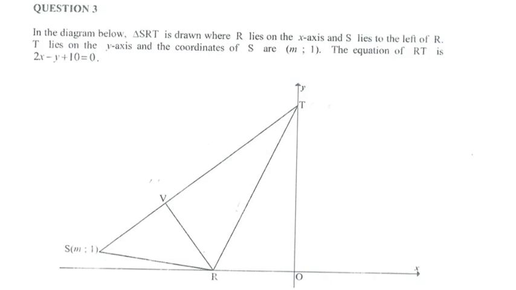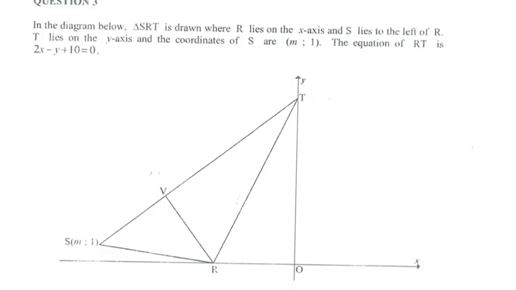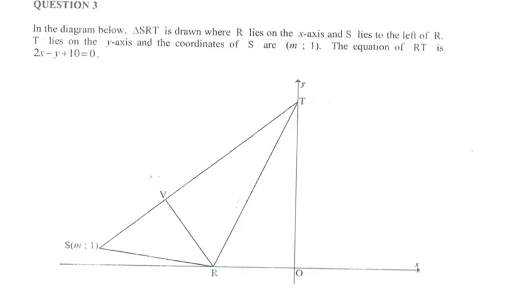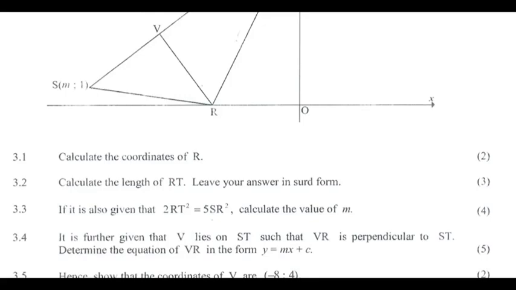This is grade 11 geometry, analytical geometry question 3. The question says: in the diagram below, triangle SRT is drawn where R lies on the x-axis and S lies to the left of R. T lies on the y-axis and the coordinates of S are (m; 1). The equation of RT is 2x minus y plus 10 is equal to 0. So this is the information of the sketch. 3.1. Calculate the coordinates of R.